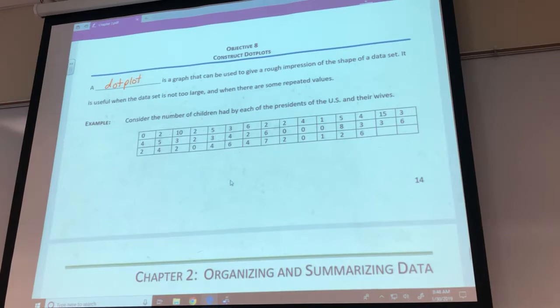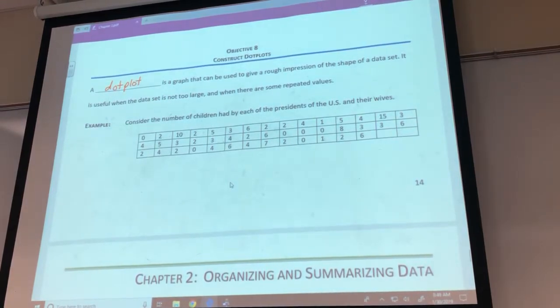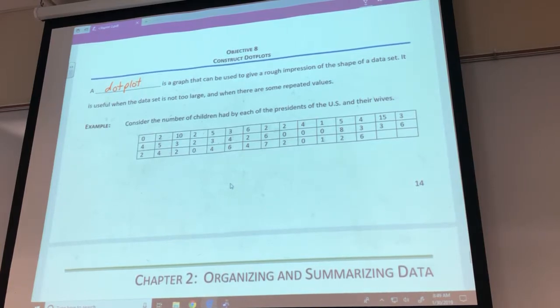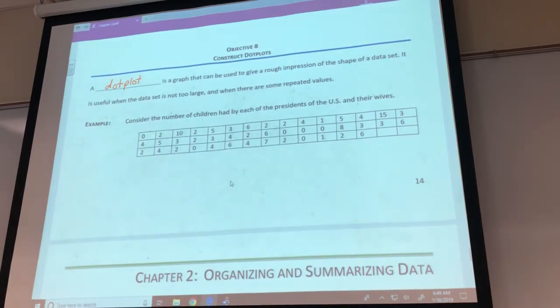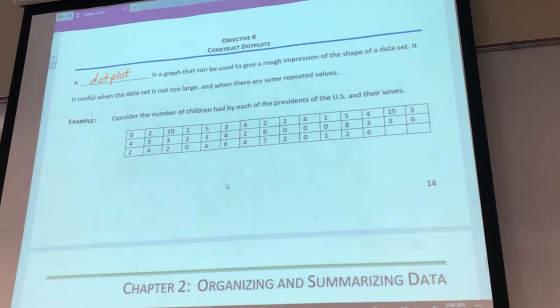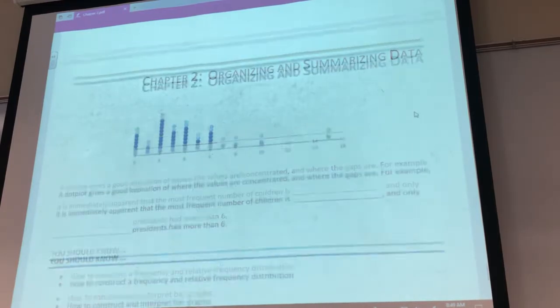If you have something like decimals, where most numbers show up once or maybe twice, dot plots aren't going to give you a good example of what the shape actually looks like. So in order for you to do dot plots, you want a data set that has some repetition in it. So if we come down here, this is what it would look like.